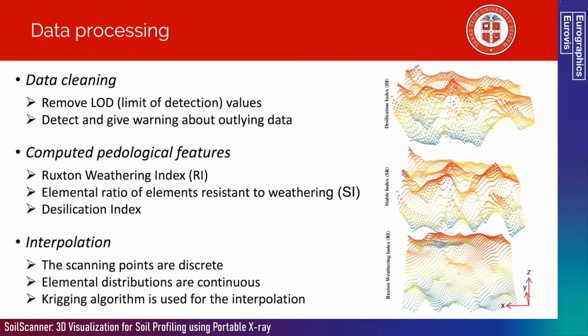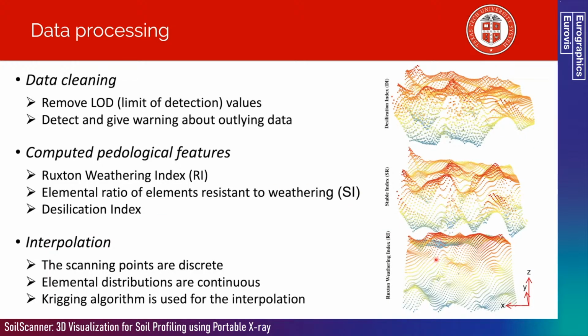Data processing. The first stage is data cleaning. First, we remove the LOD, or limit of detection, values, which are the elements that couldn't be detected by the pXRF device. We detect and give warnings about outlying data if there is any. Furthermore, the portable X-ray fluorescence technology allows soil scientists to do on-the-field analysis by generating several pedological features from the detected elements. For instance, we automatically compute and add the Ruxton weathering index, and we also calculate an elemental ratio of elements resistant to weathering, the SI, or stable index for short, or the silication index, or DI.